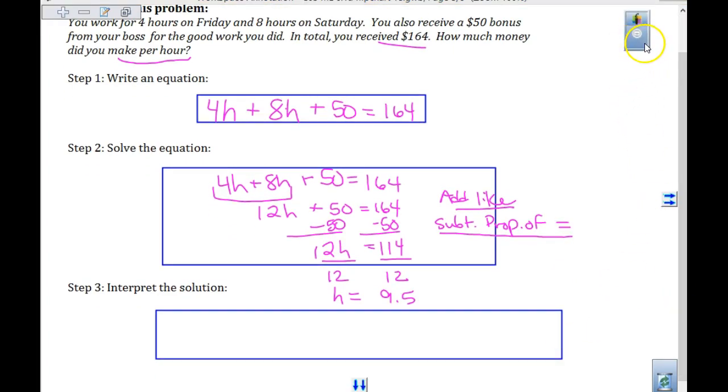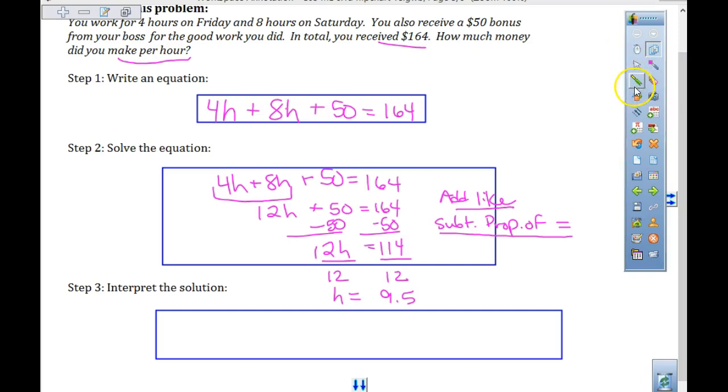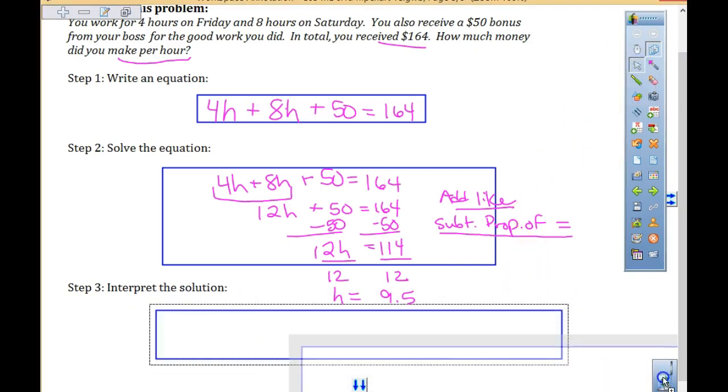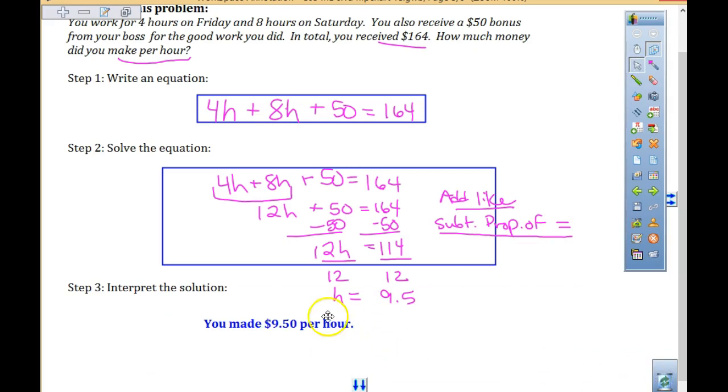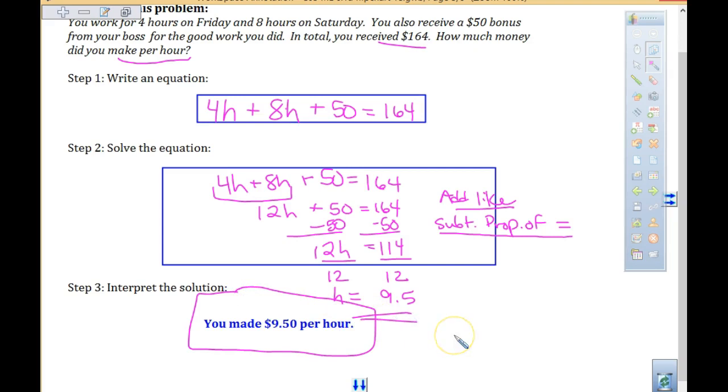Now, oh, that must be the answer. Well, we have to make sure we answer the question. The question says, how much money did you make per hour? This is where we want to put in $9.50 per hour. You can't just leave it as H equals 9.5. You want to go a step further and put down $9.50 per hour, because that's how much money you make.